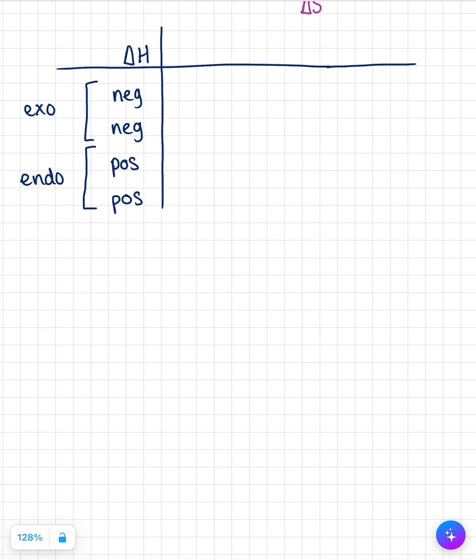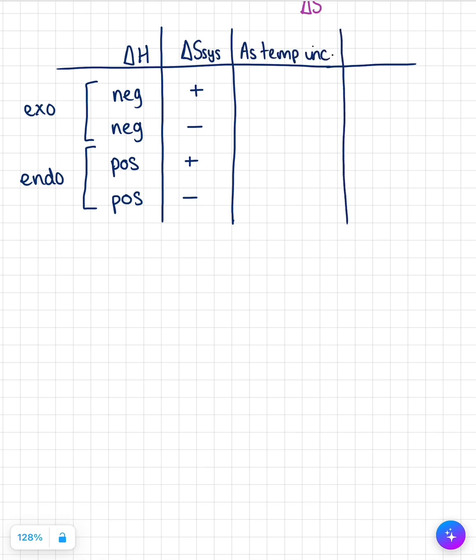Now, depending on the reaction and your value for your entropy of the system, this may be a positive or a negative value, depending on if your reaction becomes more or less ordered. So let's say we are going to look at a positive entropy of the system and a negative, and then a positive and a negative. So we're using the different combinations here. So as the temperature increases, what is going to happen?